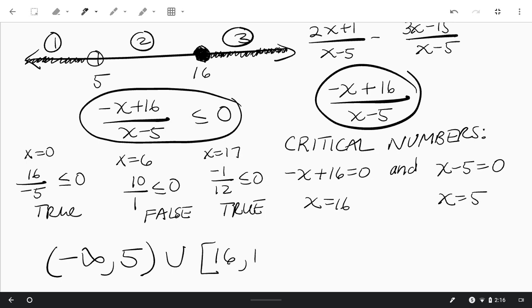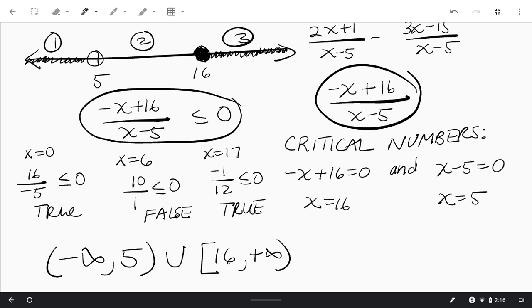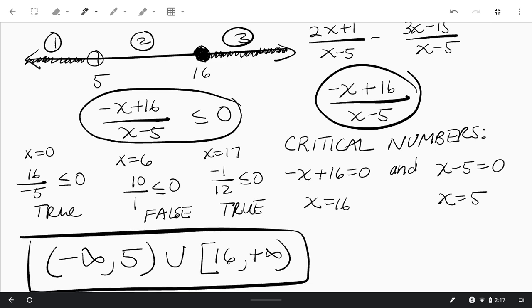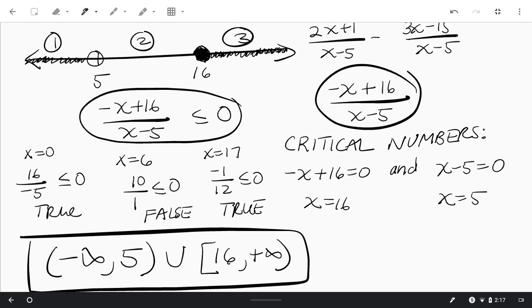I use a plus in front of the infinity. Do you have to? No. Okay. But this is how you would write the solution set right here. Okay. Negative infinity all the way up to the 5, but not including the 5. And then bracket on the 16 all the way to positive infinity. Okay. So these are the two nonlinear inequalities that get solved differently using critical numbers and these test points. Okay. All right. So that's that part.